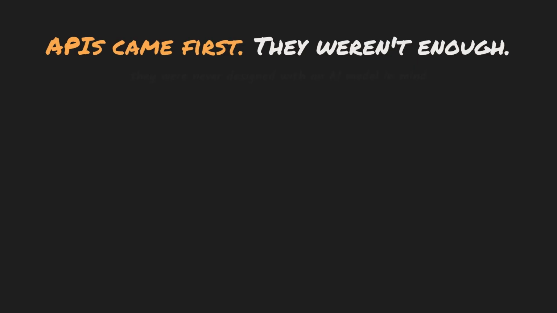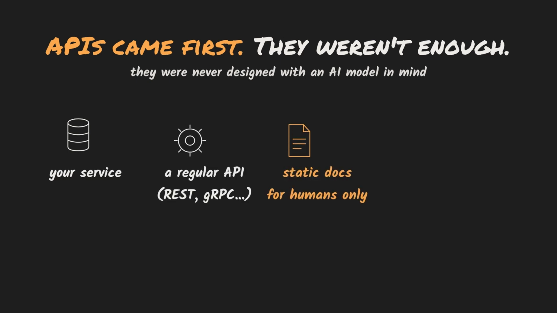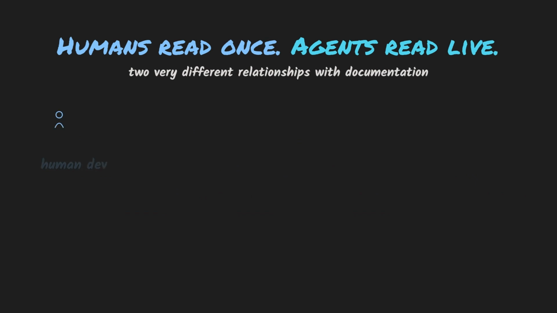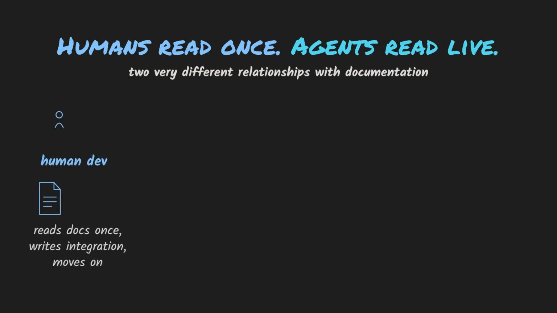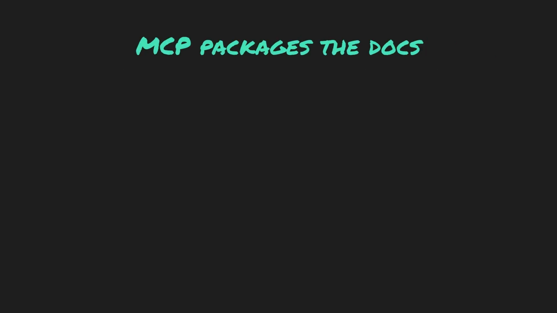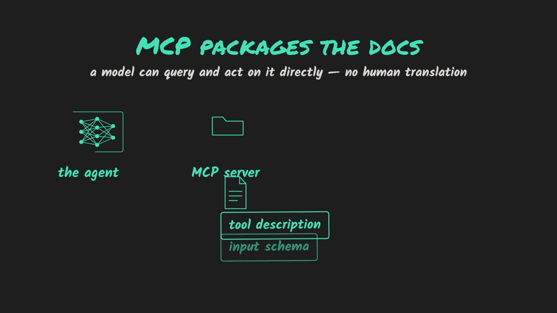Regular APIs already existed long before MCP showed up, and the reason they weren't enough is they were never designed with an AI model in mind. A human developer reads documentation once, writes the integration code, and moves on. An AI agent doesn't work that way. It needs a description of what a tool does and how to call it, available right inside the conversation, in a format it can reason about on the fly. MCP basically packages that documentation into something the model can query and act on directly, instead of a static page that a human has to manually translate into code.